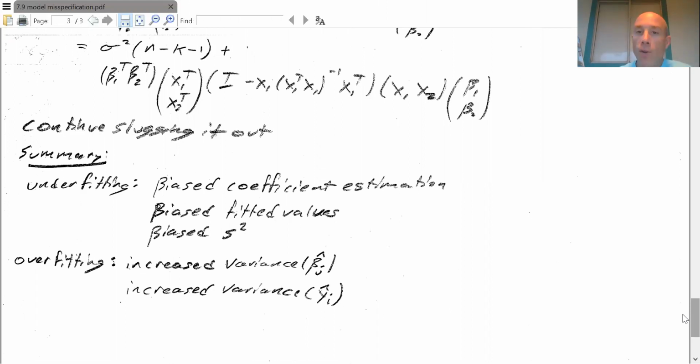Now, if I overfit, meaning everything that should be there is included and I've got some junk added on, then I'm going to have increased variance on the coefficients, and increased variance on the fitted values. That's a problem, because if I'm going to use this as a predicted value, or sorry, a predicted estimation of the future, I can lose my freaking job over that.